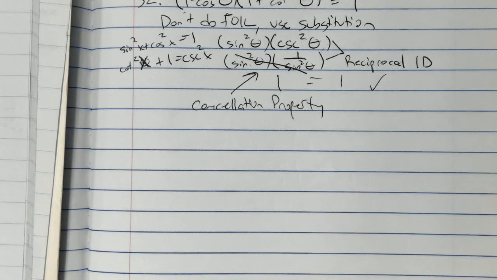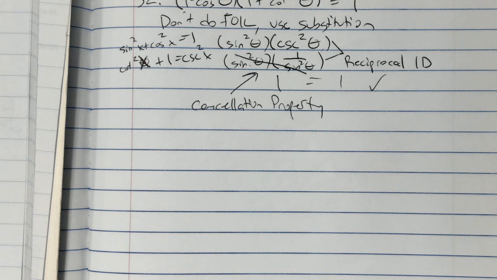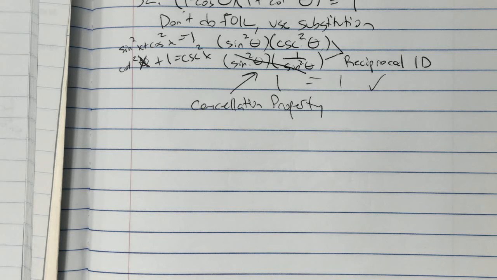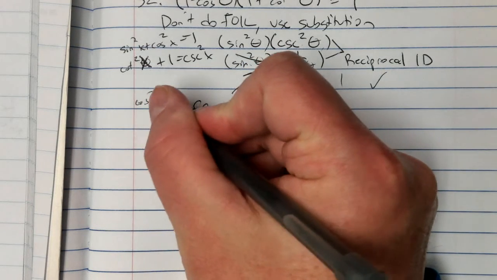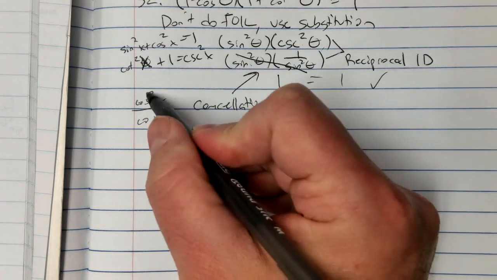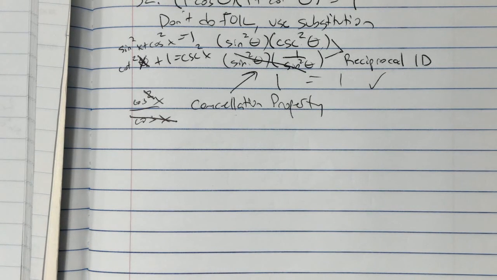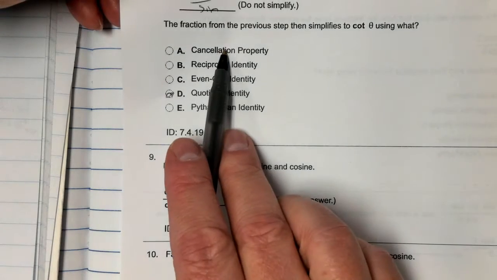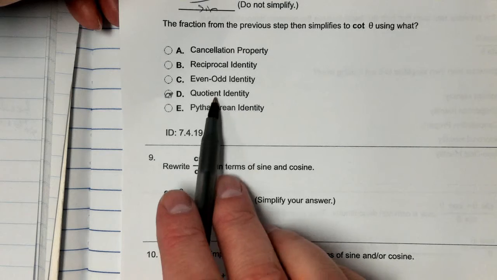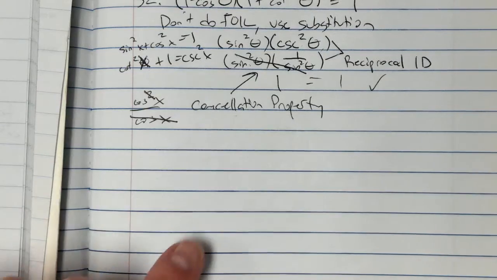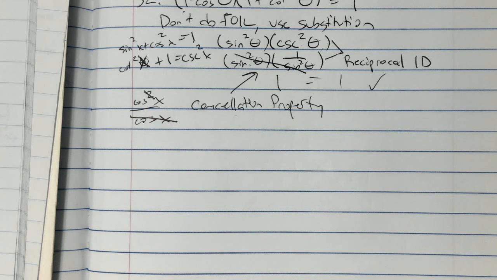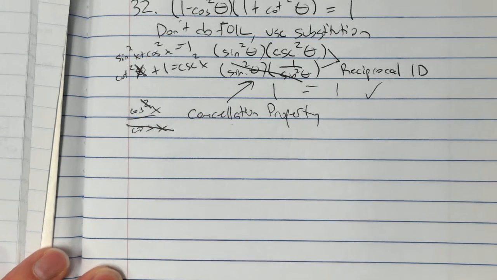The cancellation property is like when you cross out sines or cosines. If you did cosine squared over cosine and crossed out the 2 and the cosine, that's all examples of cancellation. So remember on your worksheet, you're going to have cancellation property, reciprocal, even-odd, quotient, Pythagorean. Cancellation is when it just cancels. Just common sense on that. So, when they cross out.